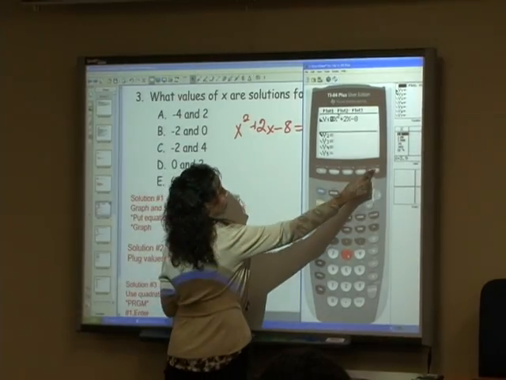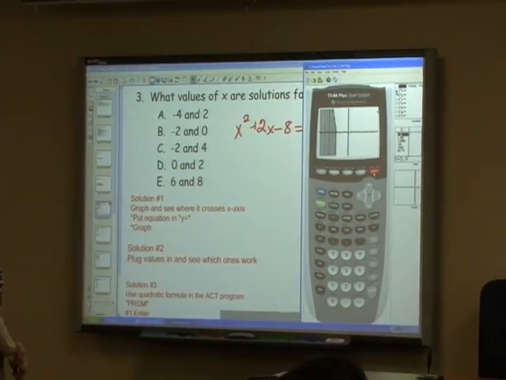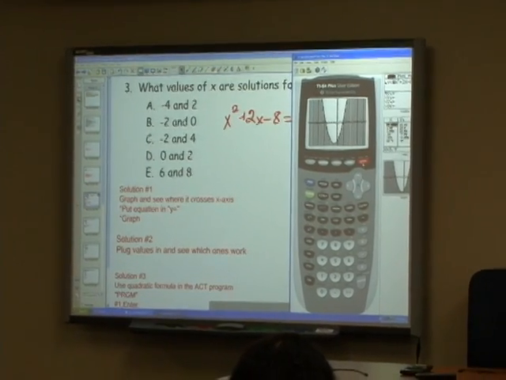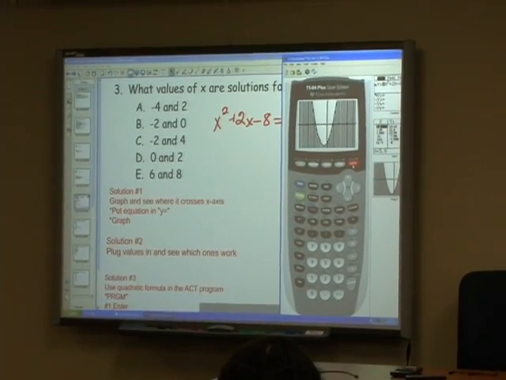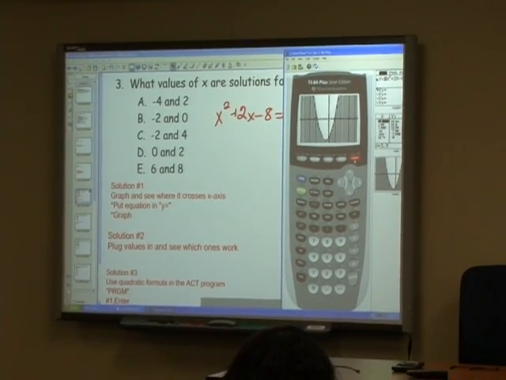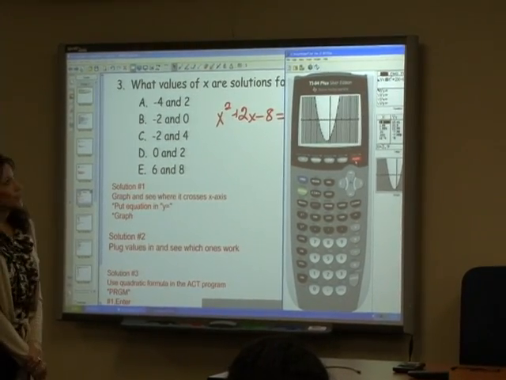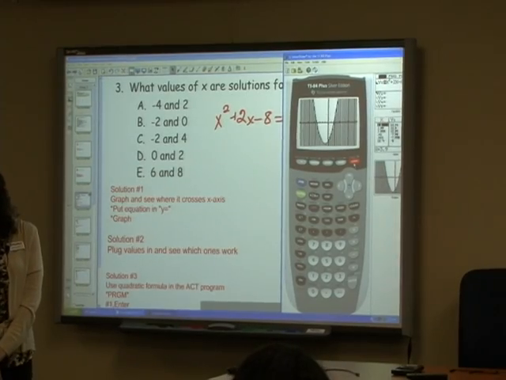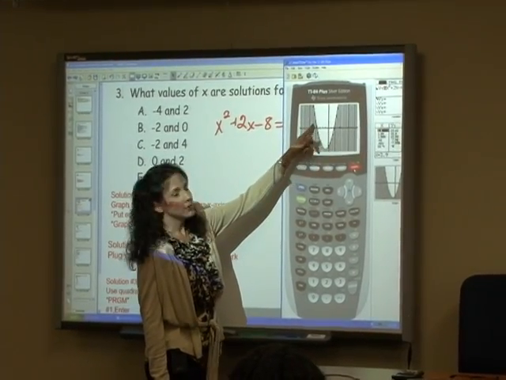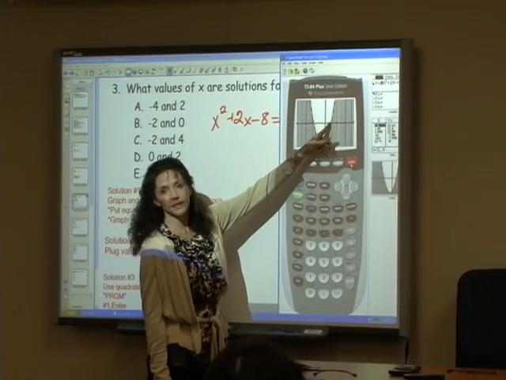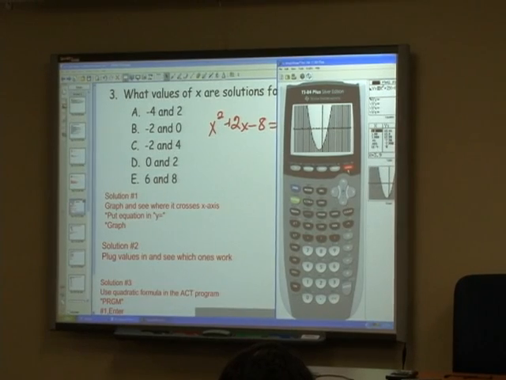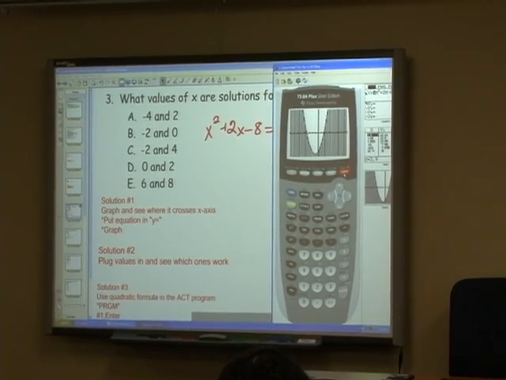I'm going to hit my graph. Mine still shades because I didn't change it back. Doesn't really matter. Yours on the 83s will automatically change it back for you. Okay? I don't really care about changing it. I just want to know where it crosses the x-axis. Where does it cross over here? Can you tell? -4. Over here it crosses at 2. So I automatically know that my answer is A, -4 and 2.